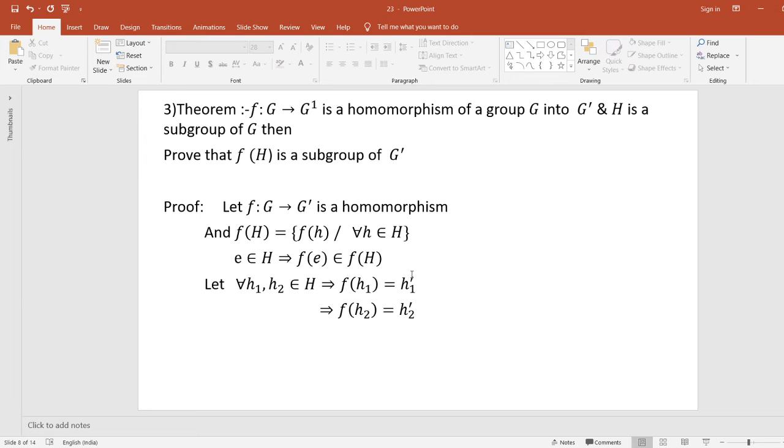Next, the theorem: f from G to G dash is a homomorphism of a group G into G dash. Then if H is a subgroup of G, f of H is a subgroup of G dash. We have to prove f of H is a subgroup of G dash.